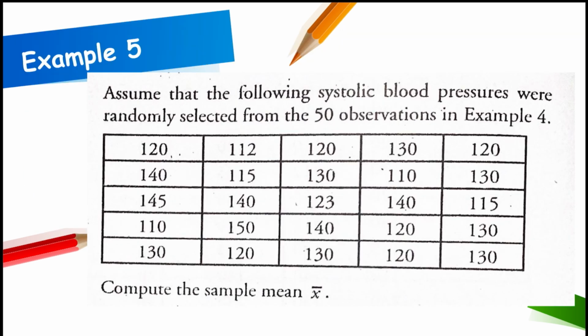Now, for example 5, assume that the following systolic blood pressures were randomly selected from the 50 observations in example 4. Compute the sample mean. Now, how many blood pressures? There are 1, 2, 3, up to 25. So there are 25, right?